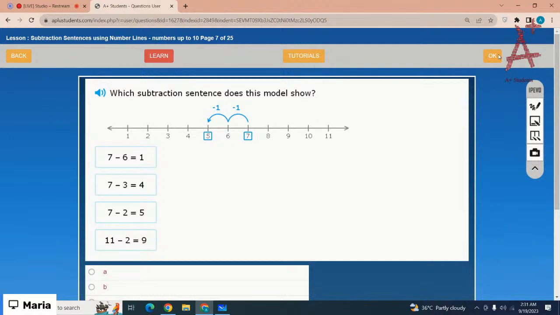Which subtraction sentence does this model show? So, which is the correct option? Very good. The correct option is 7 take away 2 equals 5. That would be option C, right?